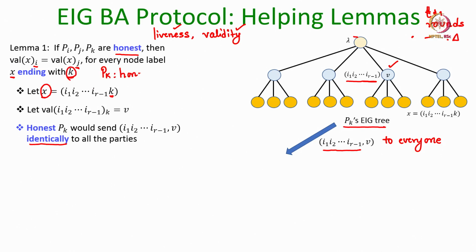Okay, this lemma is with respect to a label which ends with the index of an honest party. So, pk will not do the following: to one set of parties it sends v being 0 and to another set of parties it sends v being 1. It will not be the case.